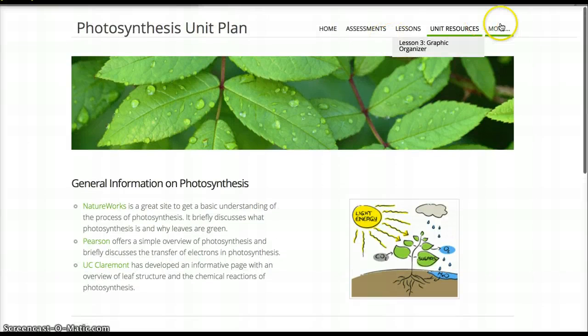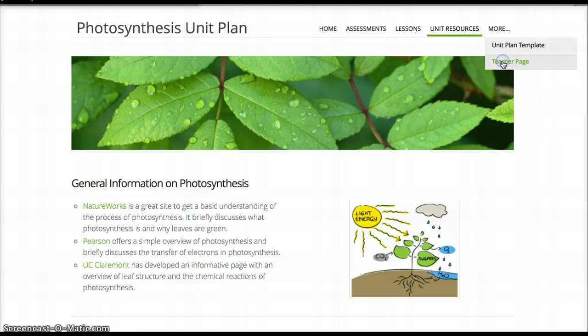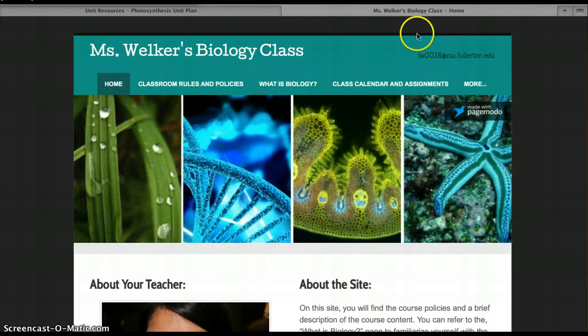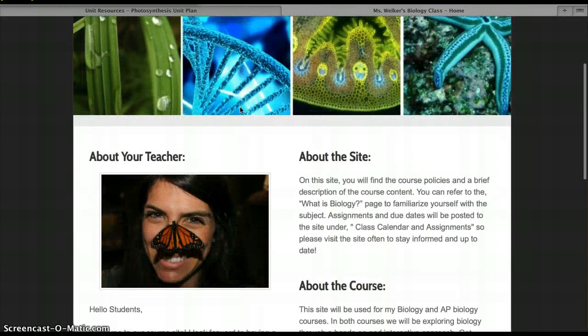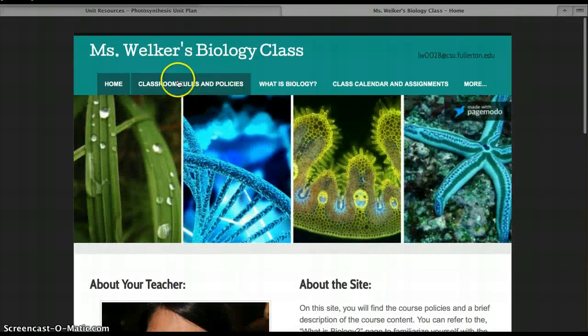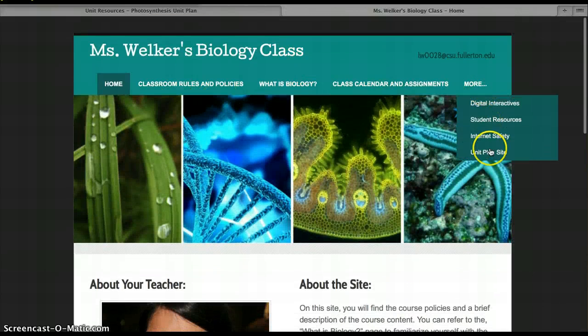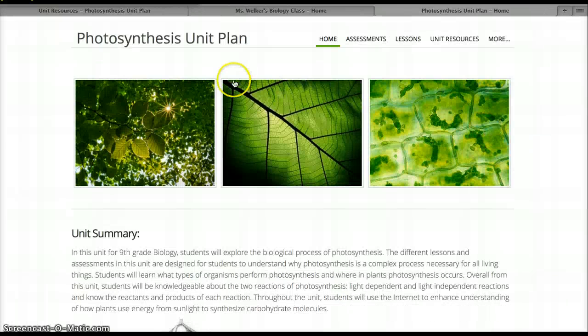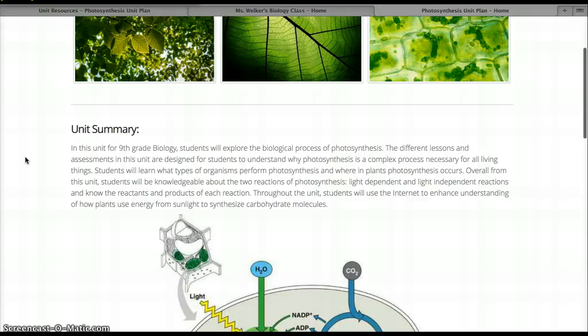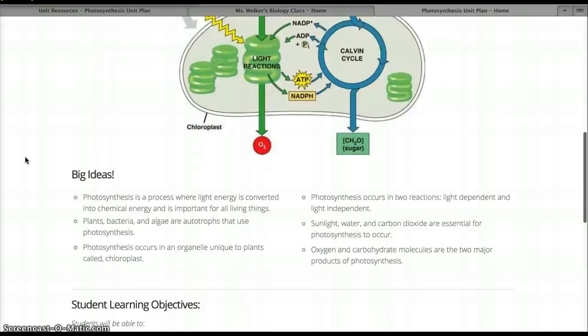Now lastly, I already covered my unit plan template, but I also have a link that's going to take students to my teacher site, and it's universal, so from my teacher site students can go back to my unit plan and it'll take you right back to the homepage. And that pretty much sums up my unit plan.